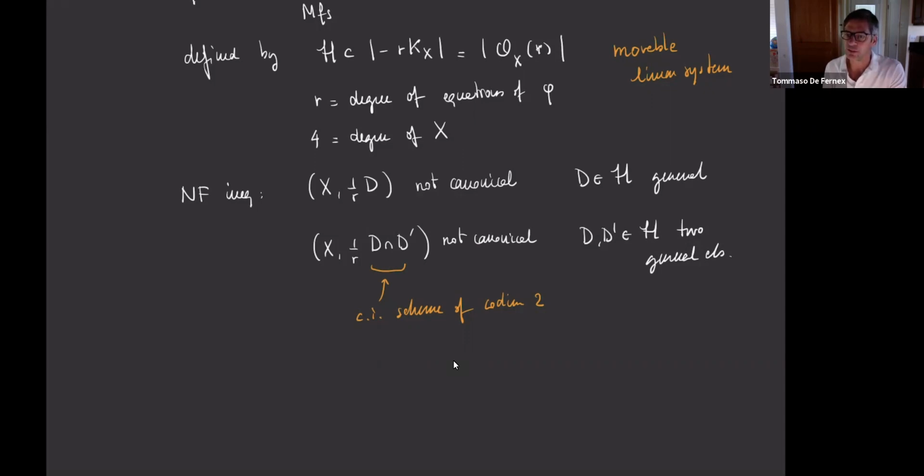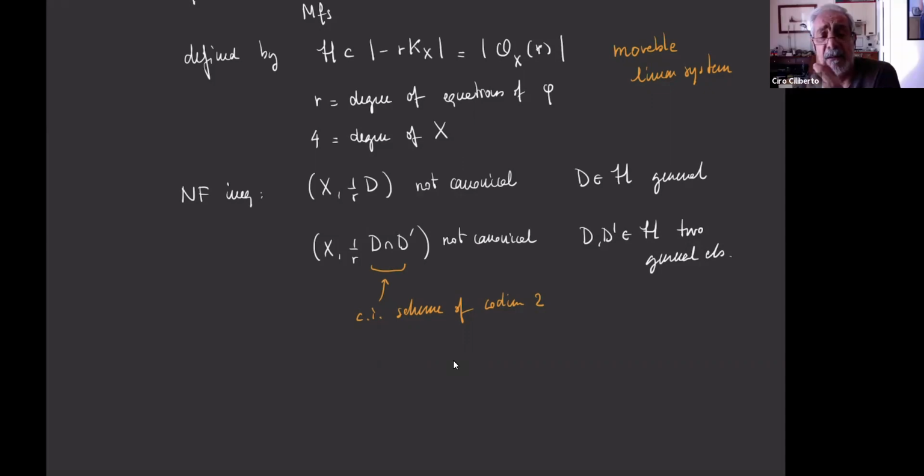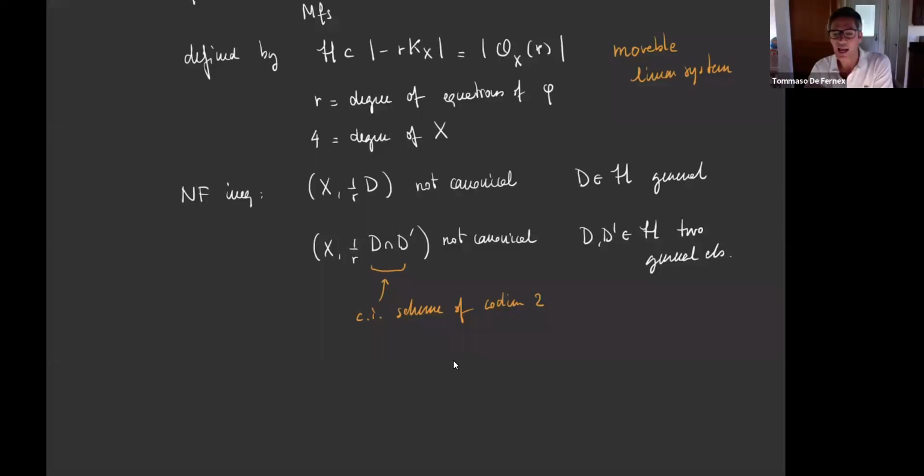And once you do that, sorry, is there a question? Yes, sorry. I don't understand what it means that (X, 1/R D intersect D prime) is not canonical. Yeah, so let's maybe not worry too much about this. I will define, in fact, on Thursday, what this means precisely.